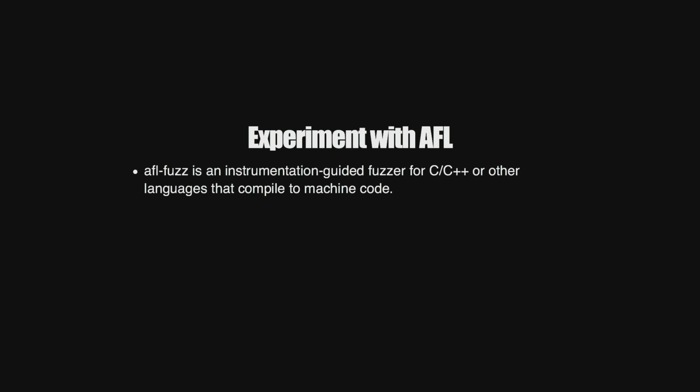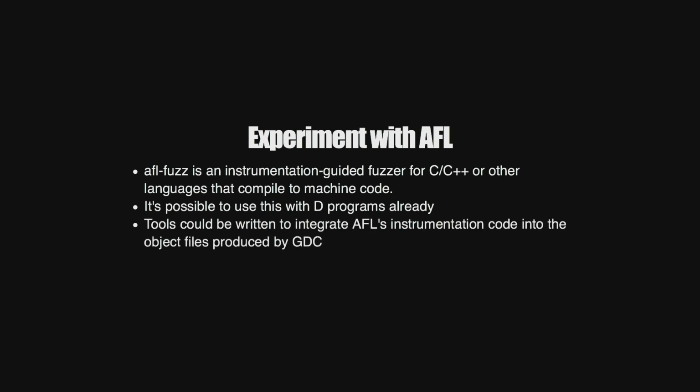So, the future. One thing I think we could do is experiment with AFL fuzzer. That has some instrumentation that's injected into the code. Right now you can use this with D programs, but it doesn't work very well because AFL takes the assembly code, makes some modifications, and then sticks it back into your build process. But I think with GDC we might be able to get this to work. That's just an idea. Other ideas are more checks in DScanner.